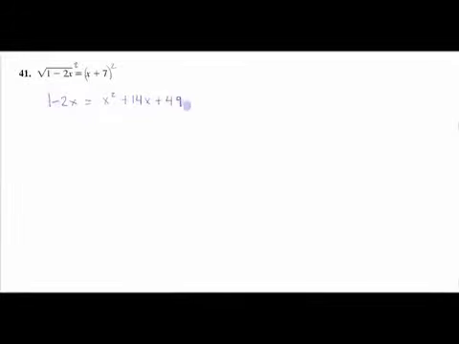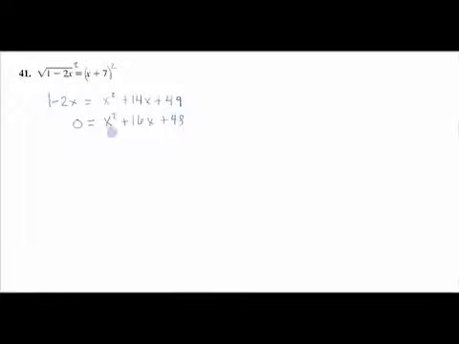Now I have a quadratic equation. I'm going to have to get everything on one side equal to 0. So I'm going to subtract 1 and add 2x to both sides. That gives me x squared plus 16x plus 48.